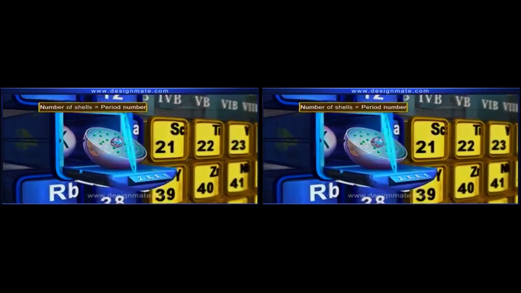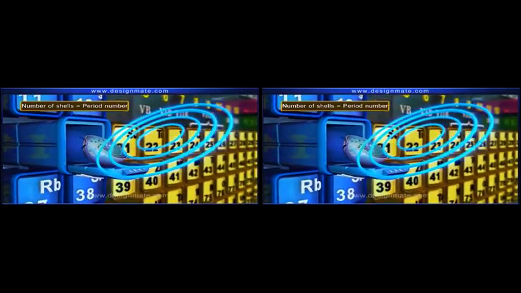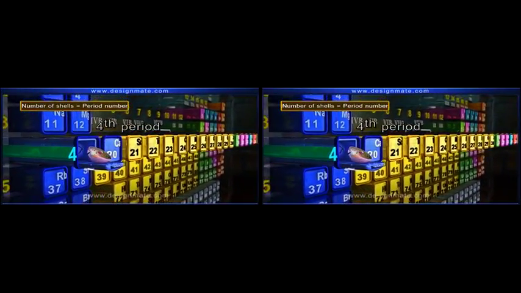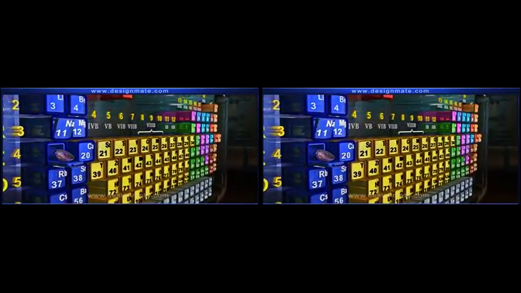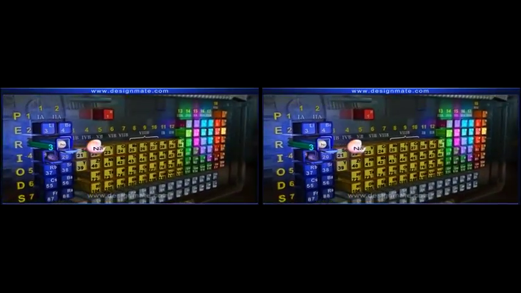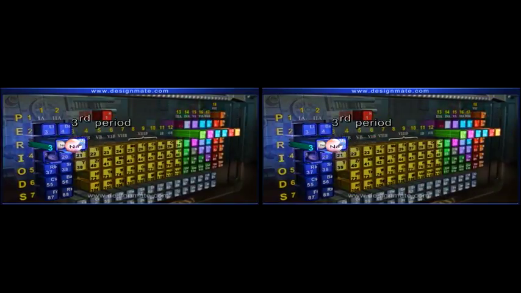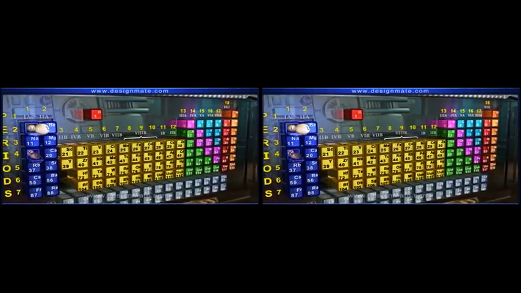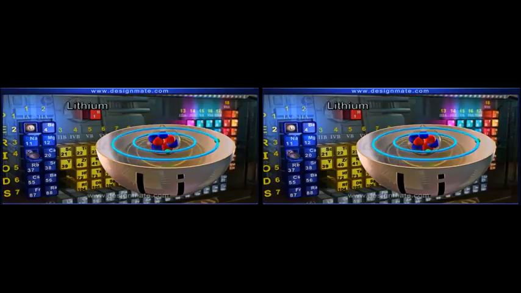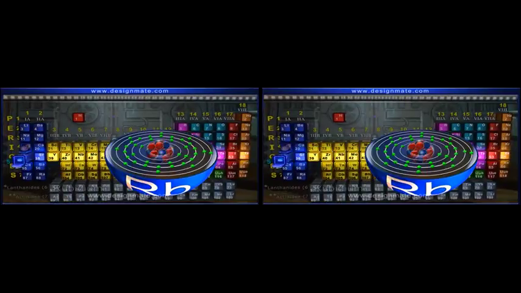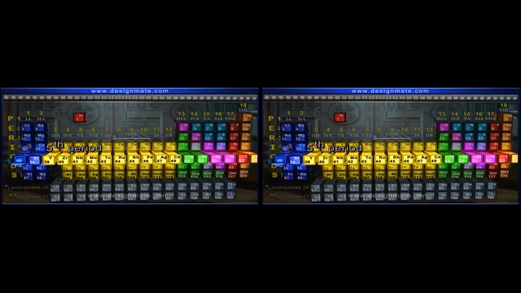This means there are 4 shells in an atom of potassium, and therefore it belongs to the fourth period of the modern periodic table. Similarly, sodium with 3 shells belongs to the third period. Lithium with 2 shells belongs to the second period. Rubidium with 5 shells is placed in the fifth period, and so on.